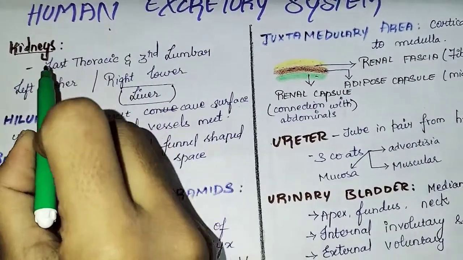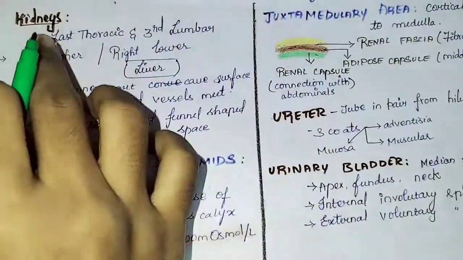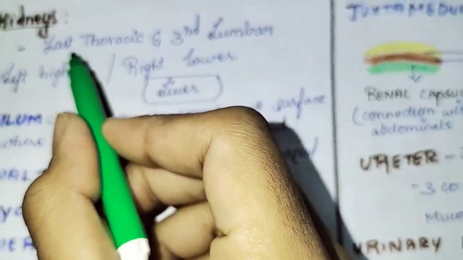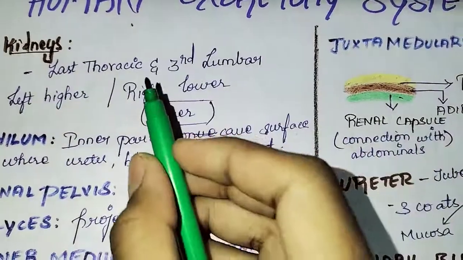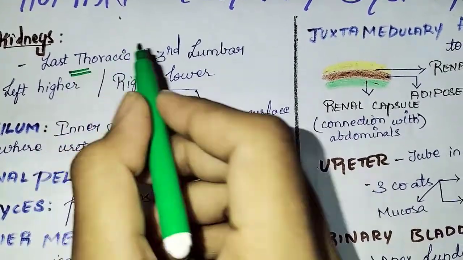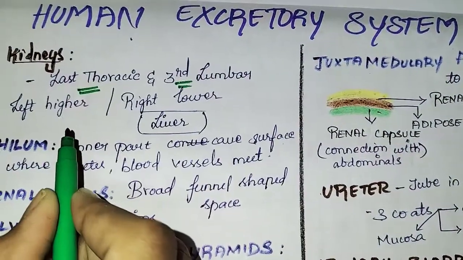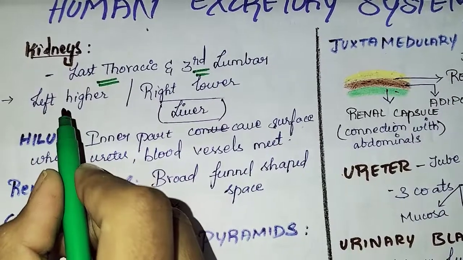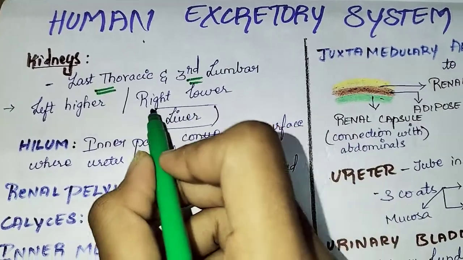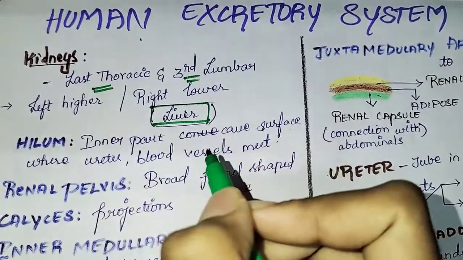The main human excretory organ is the kidneys, correct? Where is the kidney located? This point is very important. Last thoracic, third lumbar. In the spinal column, nearly the last thoracic and the third lumbar. Keep that in mind. Next, the left kidney is higher and the right kidney is lower because of the presence of the liver. The liver pushes the right kidney slightly downwards.